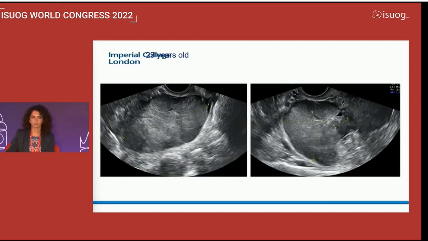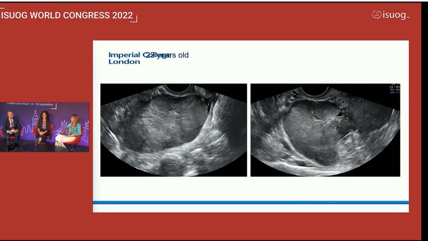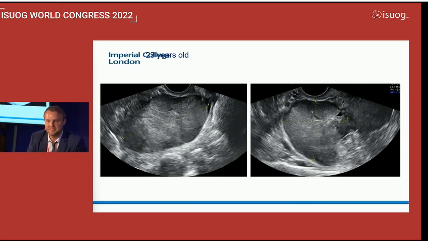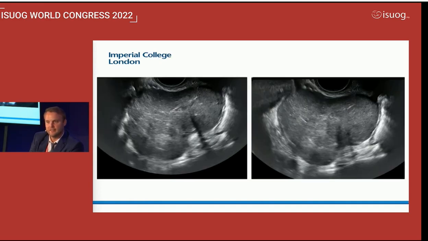We have a couple of minutes left for some cases, and maybe you can also ask the audience what they would think about these masses. Why not? So this is another case. I will show you first the grayscale images. Solid.